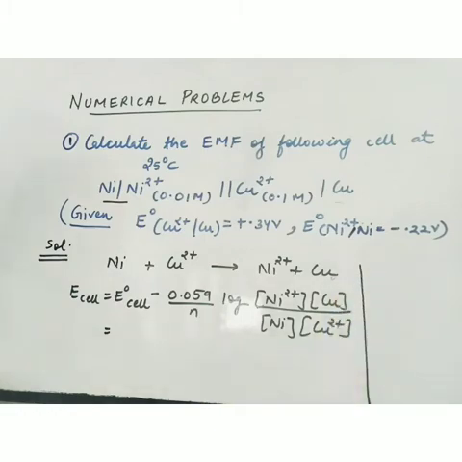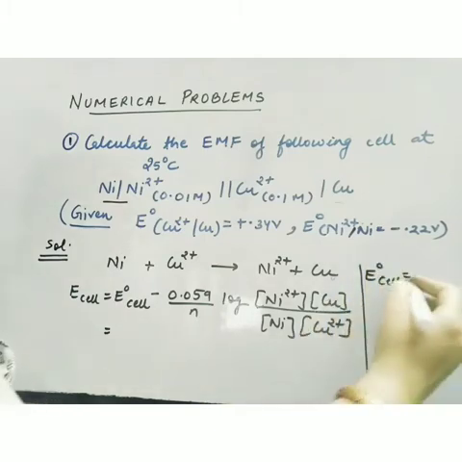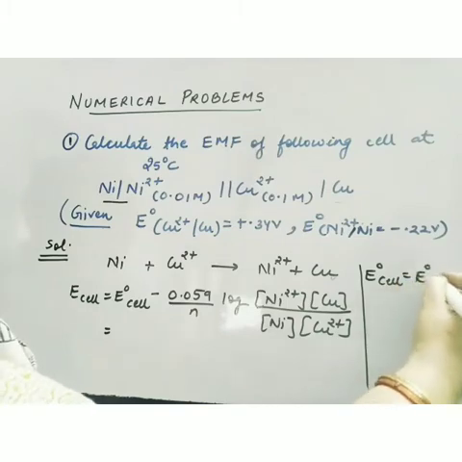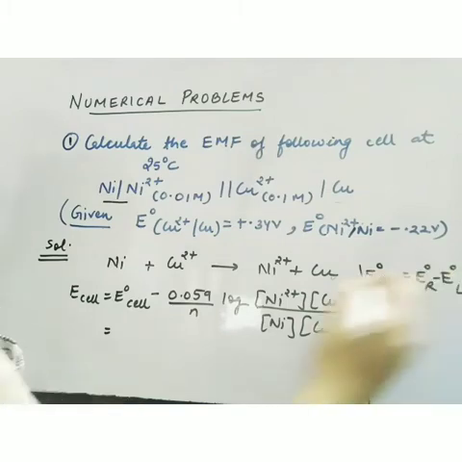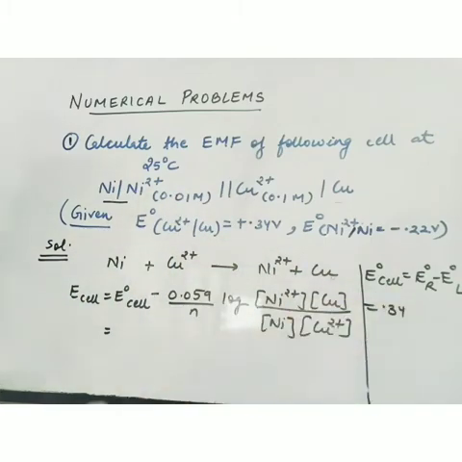That we will solve. So E naught cell is always E naught right minus E naught left. So what is E naught right? Right is copper. So copper is 0.34 minus 0.22. So this E naught cell will be 0.56 volts. So put here.